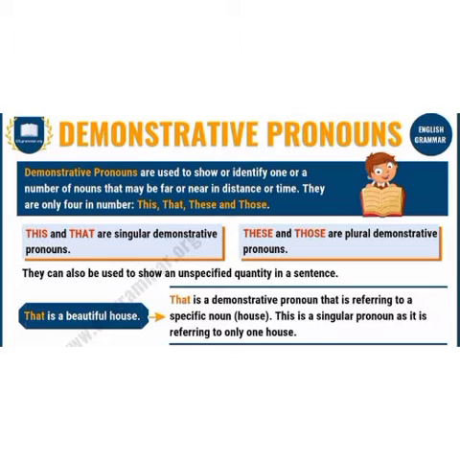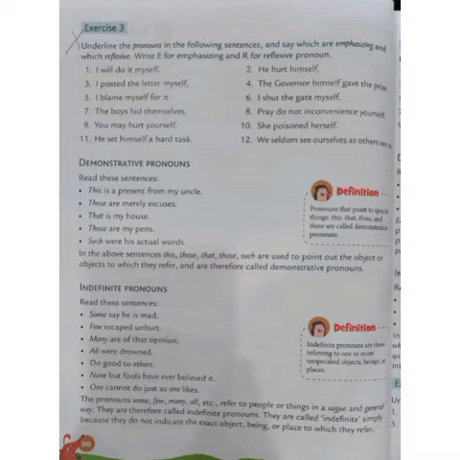Now on page number 30 from your book, you can open it. There are some statements showing demonstrative pronouns. You can read it. I'm reading it for you. Number 1, this is a present from my uncle. So the word this in italic is considered a demonstrative pronoun. These are merely excuses. That is my house. Those are my pens. Such were his actual words.